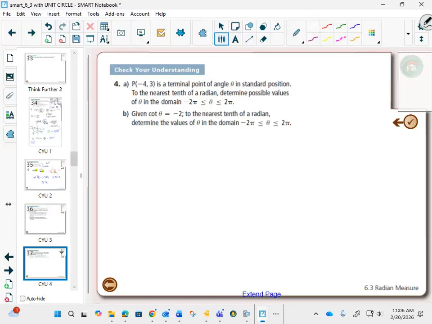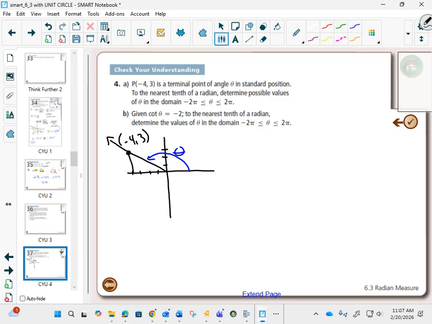The point -4, 3 is a terminal point of angle theta in standard position. So first of all, of these questions that start this way, 1, 2, 3, 4 to the left, 1, 2, 3 up. There's the point -4, 3. And if that's a point on the terminal arm, this is the angle theta in standard position. But anytime we can draw a picture like this, we can always make a triangle with the nearest x-axis.